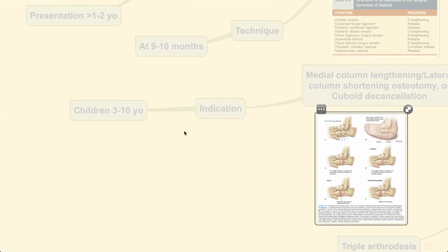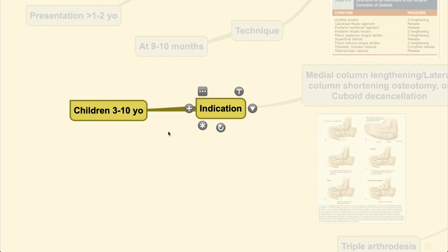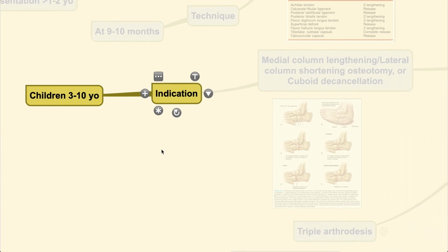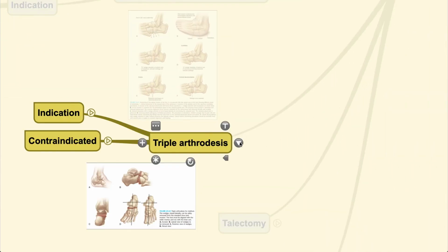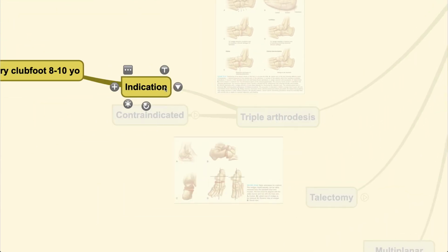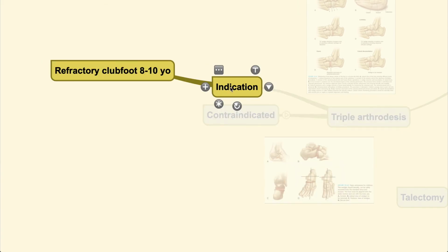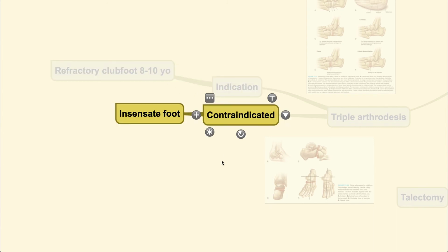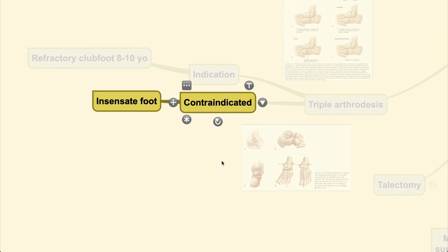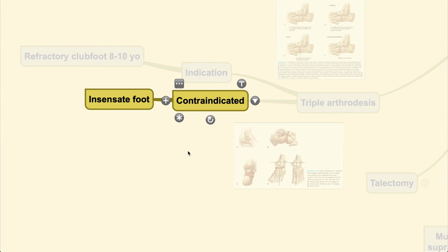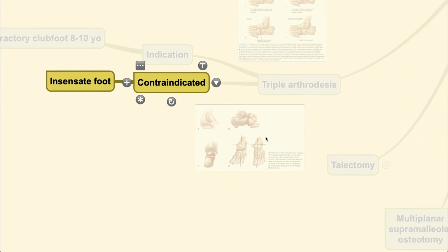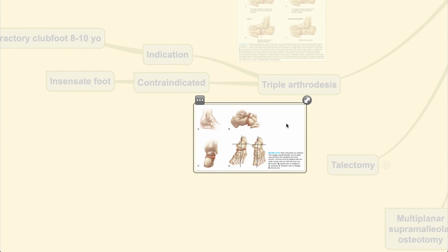And these procedures are usually indicated in older children, at least age 3 to 10 years old. Next would be the triple arthrodesis. Usually arthrodesis is reserved for a very severe clubfoot that has not been corrected until the age of at least 8 to 10 years old. Of course, it is contraindicated in conditions such as insensate foot, because insensate foot with triple arthrodesis equals disaster.